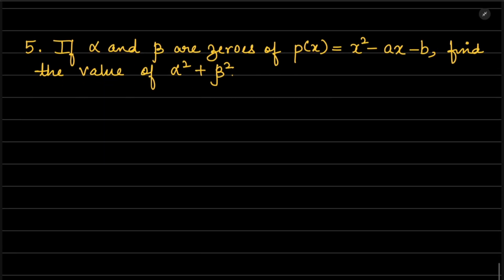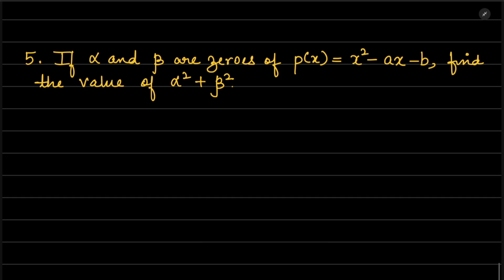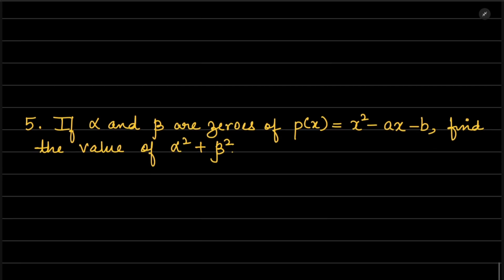If alpha and beta are the zeros of p of x, you are given a quadratic polynomial x square minus ax minus b, find the value of alpha square plus beta square.